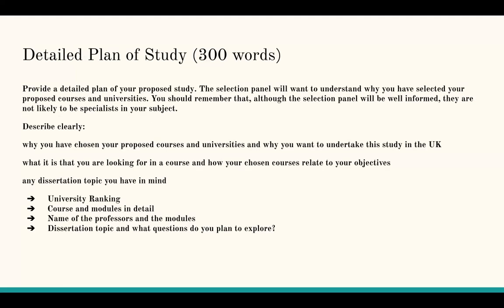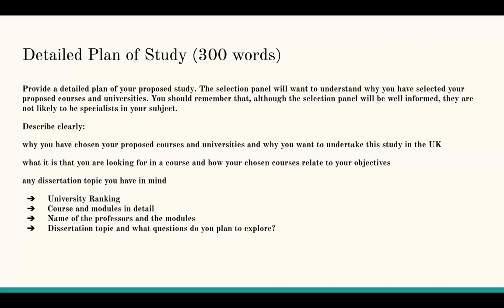Why do you want to study this particular course? And then they want to understand what you are looking for in this course, and how you have chosen the courses relating to your objectives and dissertation topic. Since it's 300 words, it gives you ample space to write about everything.